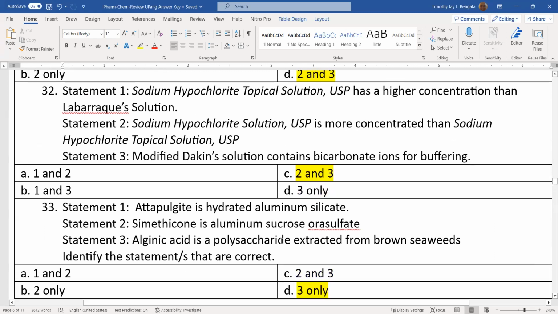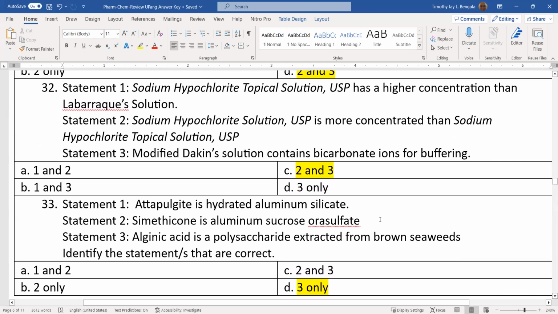For statement number 1, kailangan natin tandaan yung mga different na polymers na ginagamit para sa anti-flatulence, para pang break up ng bubbles or prevent ng bubbles para ma-prevent yung GERD or yung flatulence, yung pag-burp. So first is attapulgite. So attapulgite is not hydrated aluminum silicate. So this would be your kaolin. So that would be wrong.